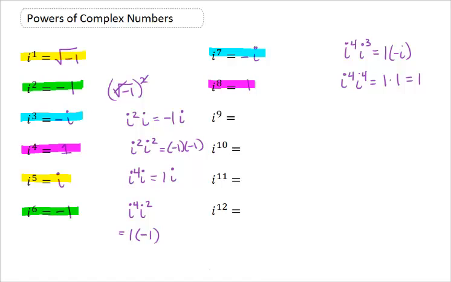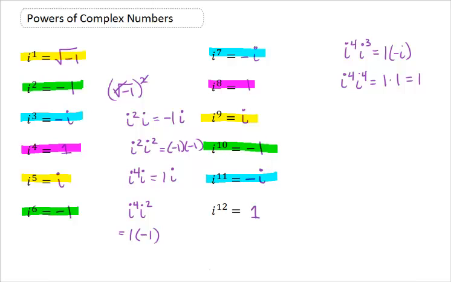Notice we have the same pattern over and over here. So i to the 9th is going to fit my first one, the yellow one, which is i. i to the 10th is my green one, which is -1. i to the 11th is my blue one, which is -i. And i to the 12th is my purple one, which is just 1. So we know that these all follow the same pattern.